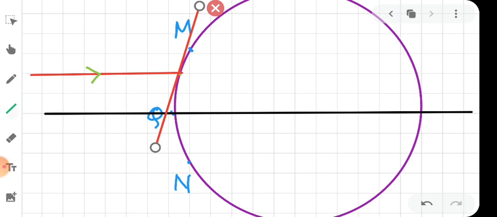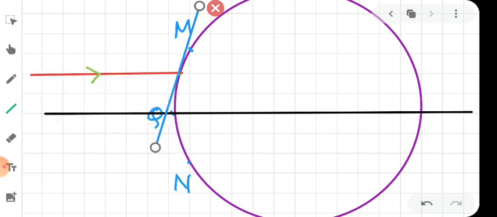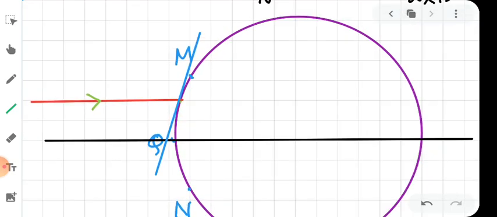Let me use a different color so that you distinguish it properly. Now we have our tangent. So that is the point of incidence, that is our tangent, the red one is the incident ray, and this green dot over here is the point of incidence.